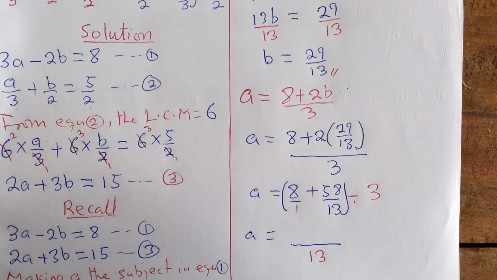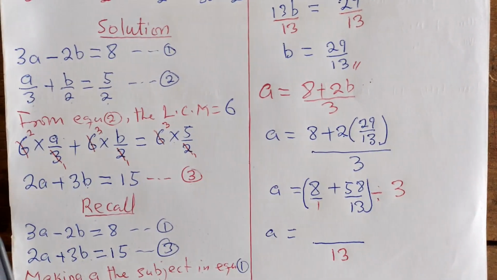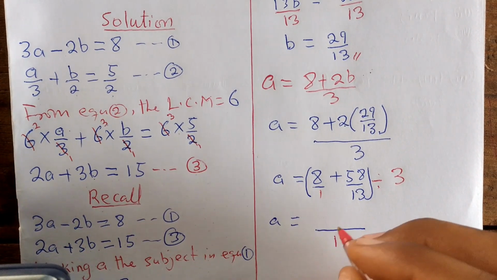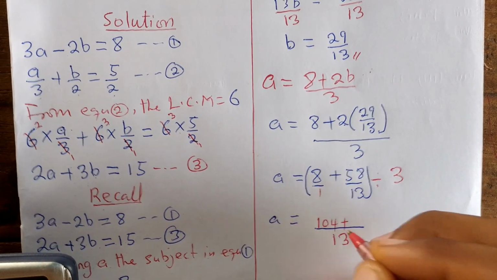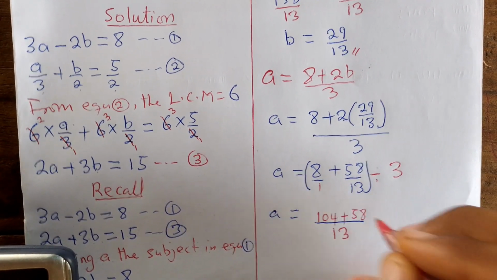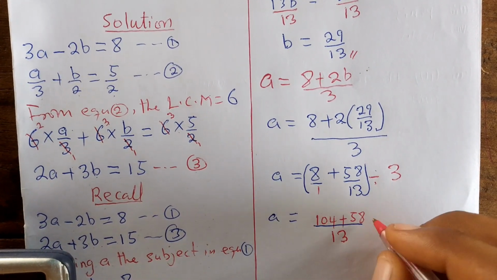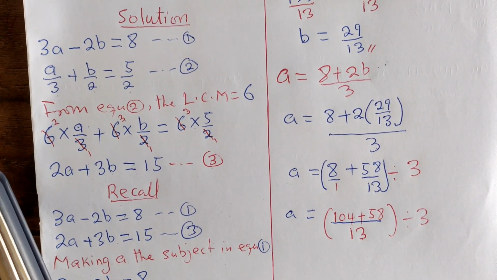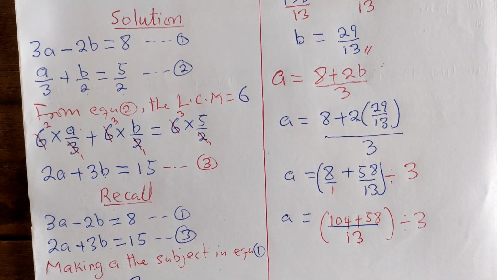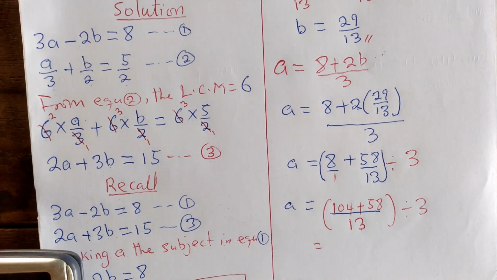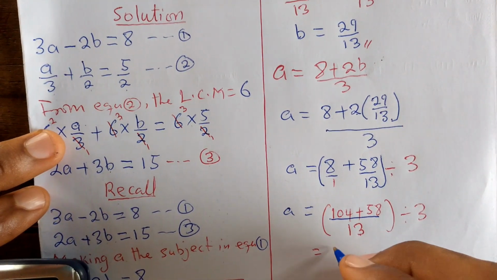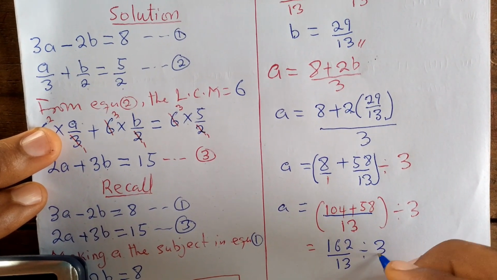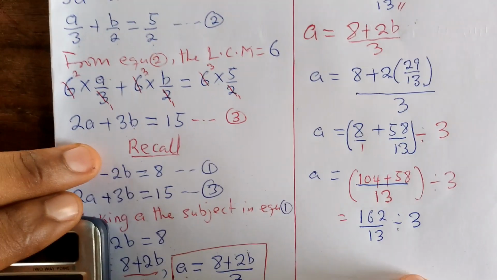1 into 13, 13 times. Then 13 times 8 will give me 104. So this is 104 plus 58. Where do I get the 58 from? 13 will divide 13 one time, this. Don't forget this is in a bracket divided by 3. And 104 plus 58 will be giving me, this is equal to 162. 162 out of 13. Then divided by 3. So my work is now to simplify this.